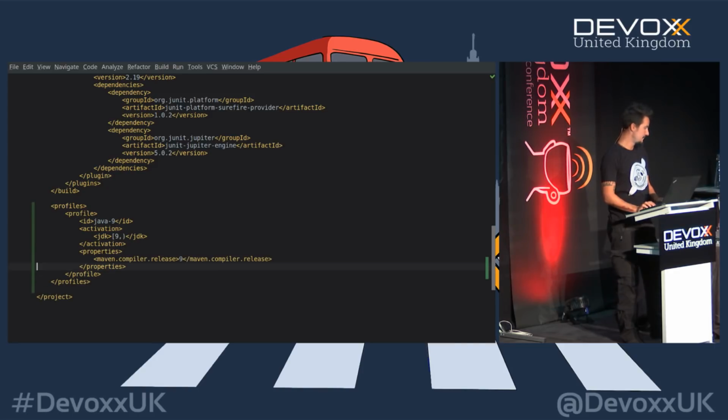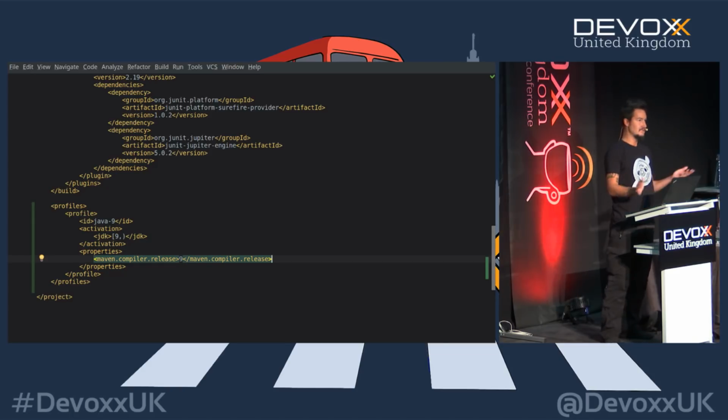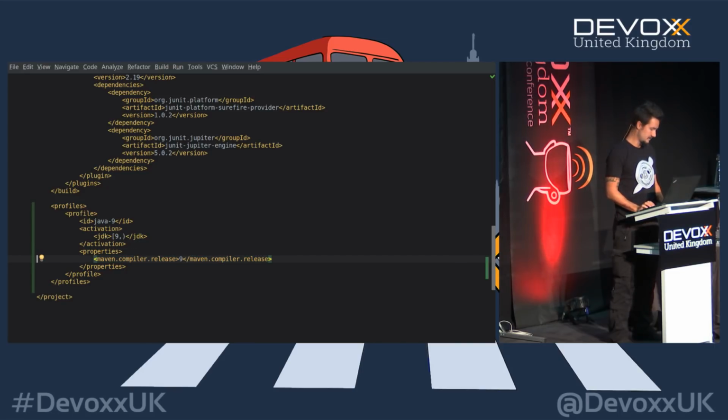The cool thing is we don't have to set source and target, because since Java 9, there is a new flag called release. So we can just set release to 9. Okay, so now when we're building on Java 9, we're actually going to create Java 9 bytecode. And we could also use Java 9 features, but that would of course break the Java 8 build, so we don't want that.